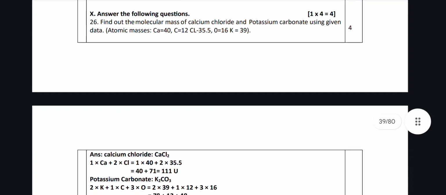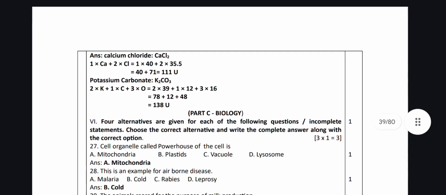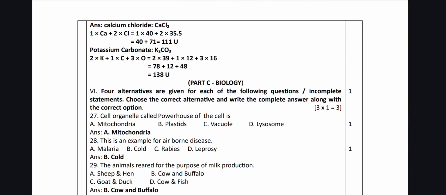Answer the following question. Find out the molecular mass of calcium chloride and potassium carbonate using the given data: atomic masses of Ca is equal to 40, C is 12, Cl is 35.5, oxygen is equal to 16, and potassium is equal to 39. Calcium chloride is CaCl2. So 1 into Ca, which is 1 atom, and 2 atoms of Cl, which is equal to 1 into 40 plus 2 into 35.5. When you calculate, you get 111 u.